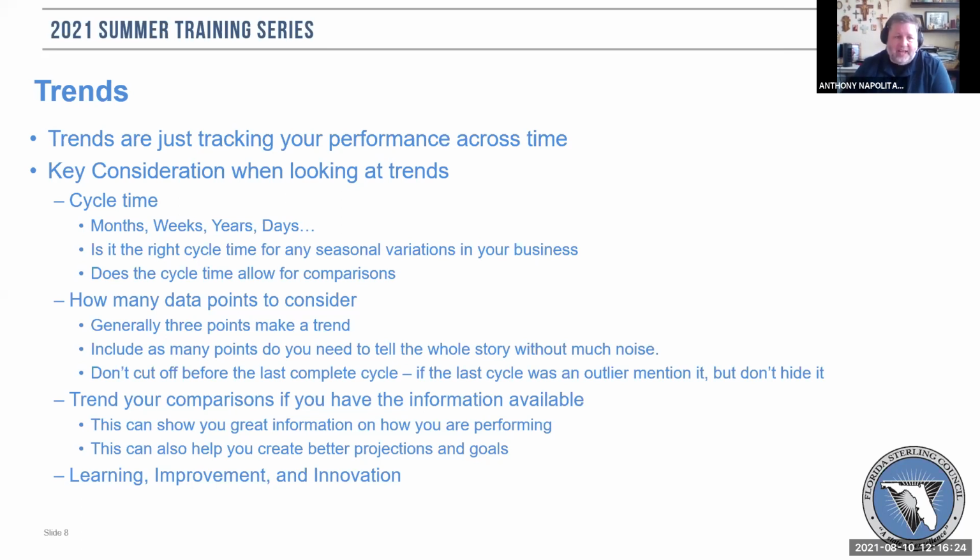Another consideration is how many data points to consider. This is always the big question I get in training from everybody: how many data points do you want? And my response is always, how many do you need to tell your story? That's the real key. Generally, when we talk trend, we want 3 data points. Great, perfect. What happens if you don't have 3 data points? That's okay. You started a new process last year. You got a new plant. You got a new store.